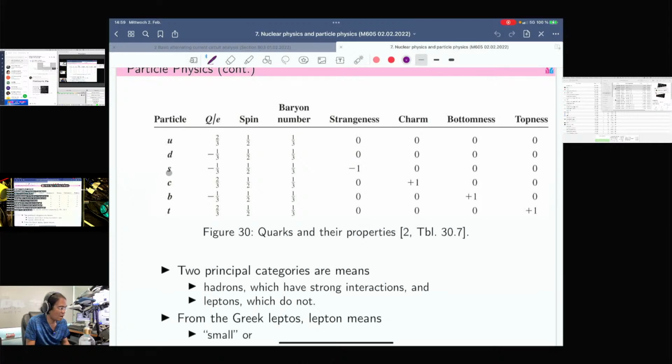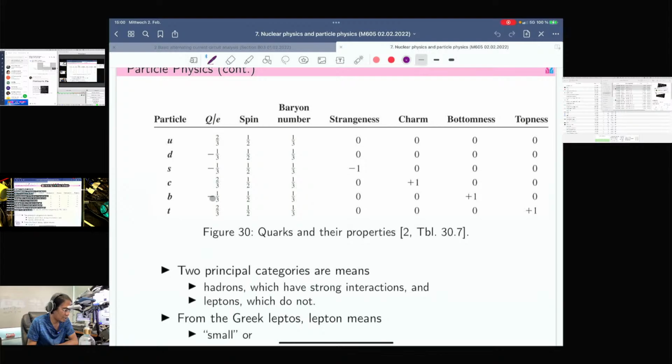The strange quark has charge negative 1/3, 1/2 spin number, and 1/3 baryon number. Now, when we consider the strangeness number, it has -1. Okay, -1 strangeness. The charm quark: 0 bottomness, 0 topness. The charm quark has the charge 2/3, 1/2 spin number, baryon number 1/3, 0 strangeness because it's not a strange quark, but the charm value is +1. Okay, it's not related to bottomness and topness.